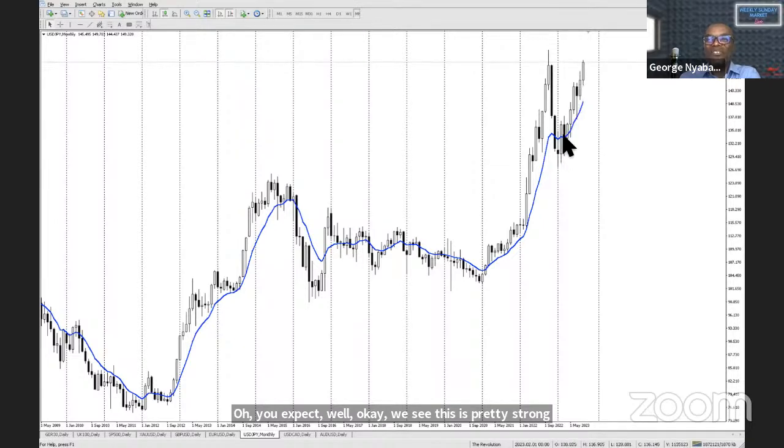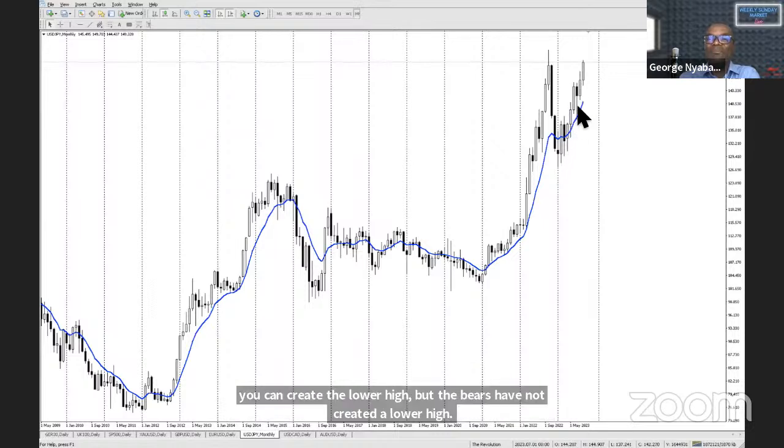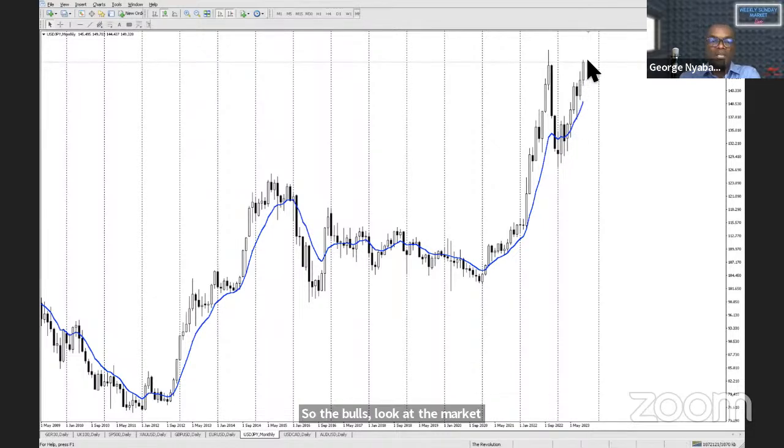But the bears have not created a lower high. So the bulls, having a look at the market structure, want the month going to October to break above this previous high, which is exactly a year ago, October of 2022. So bulls want to break out above that and just keep going. And you can do those extrapolations in terms of a measured move, how far they want to go, but we're not going to do that now.